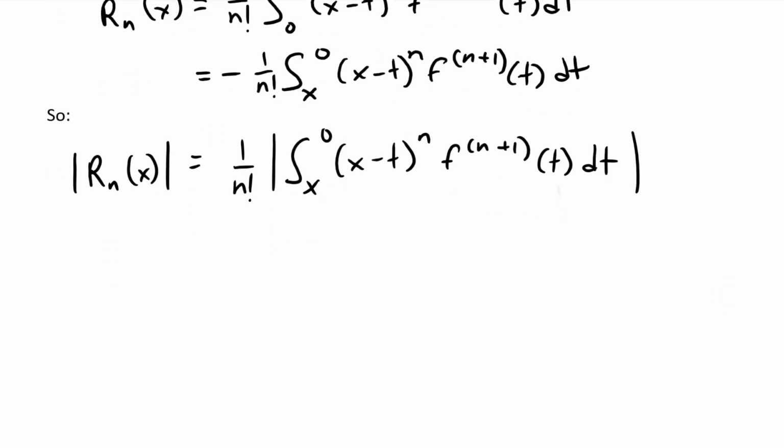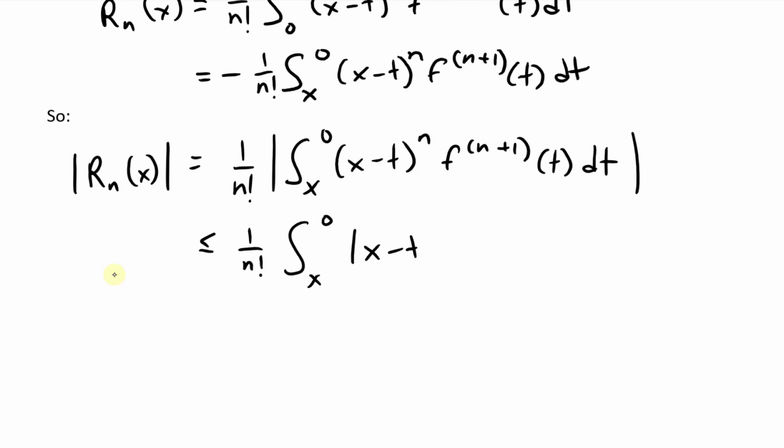So now this is less than or equal to 1 over n factorial, and inside we put the absolute values, the integral from x to 0. Here we're taking the absolute value of x minus t, where x is already less than 0, so we're subtracting and it's always negative, so we take the absolute value of it. Notice the absolute value signs: the bracket is now an absolute value because we're taking it inside. It's the absolute value of x minus t to the n, times the absolute value of f^(n+1)(t), dt.